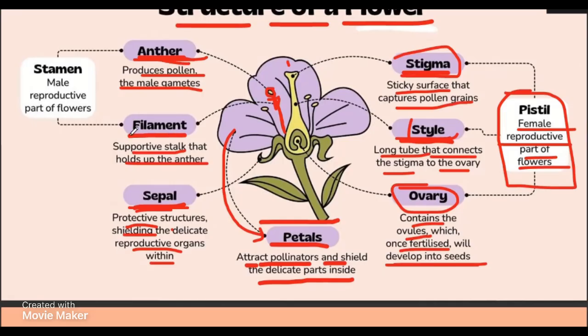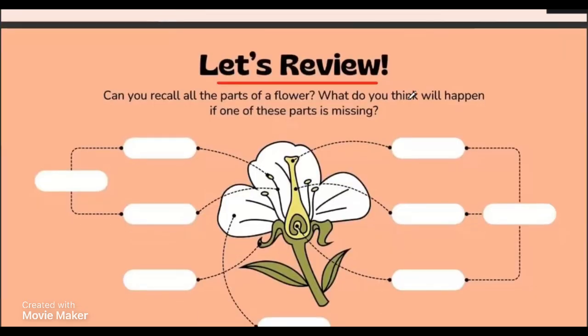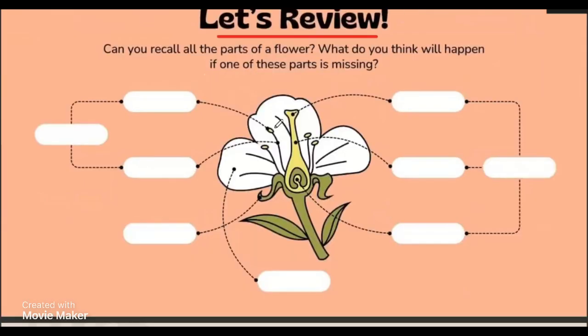The anther and filament are collectively called the stamen. The stamen is the male reproductive part of the flower. I hope every point is clear now. Moving on. Let's review. Here is the assessment. You need to answer all these parts of the flower that we have learned today.